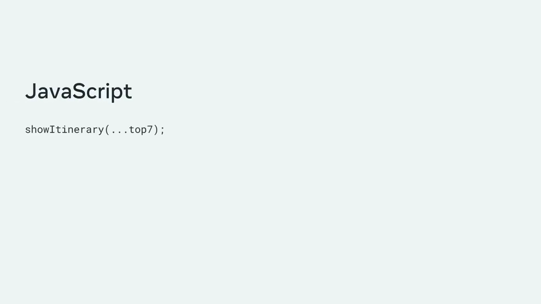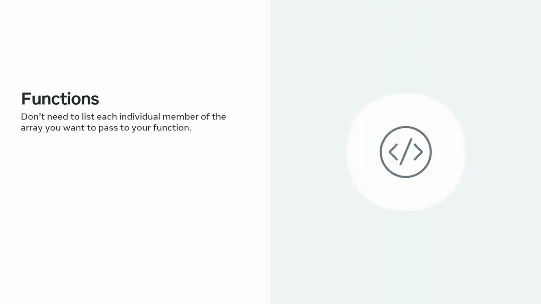The spread operator simplifies things. Let's try it now. I type the showItineraries function, then open parenthesis, 3 dots, top7, close parenthesis, semicolon. That's it. I used the spread operator by placing it in front of an array, which is passed to the showItineraries function. The advantage of this approach is that you don't have to list each individual member of the array that you want to pass to your function. The syntax is clear, concise, and easy to type.